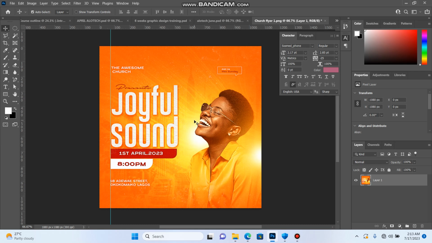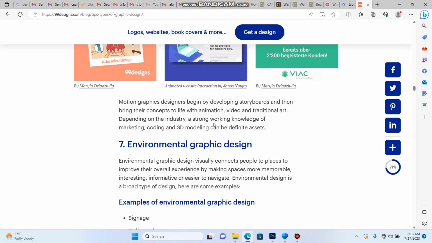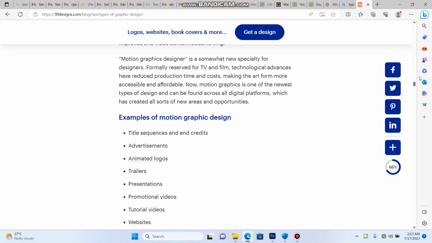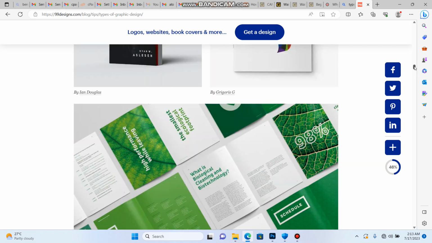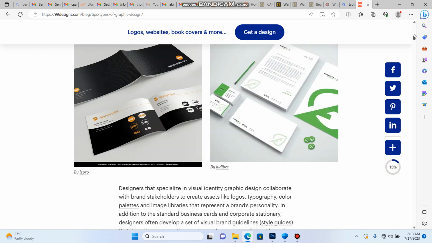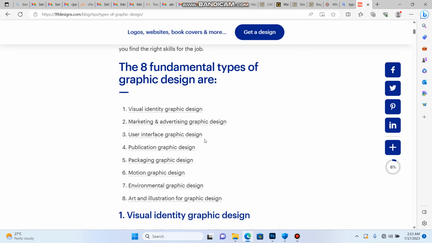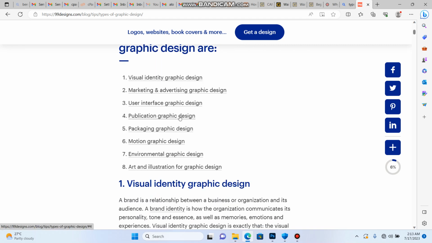Alright, so we'll move over to types of graphic design. We'll quickly talk about some types of graphic design and that will be all for this session. Okay, so we'll be talking about the first 8 fundamental types of graphic design, which are 8 in number. There are also more, but these are the fundamentals.